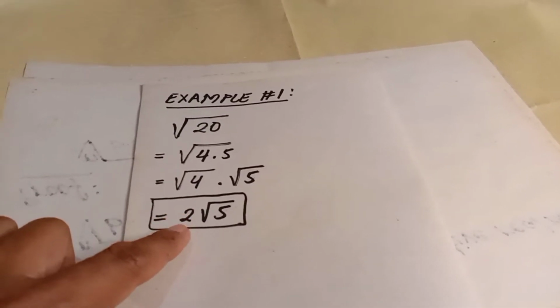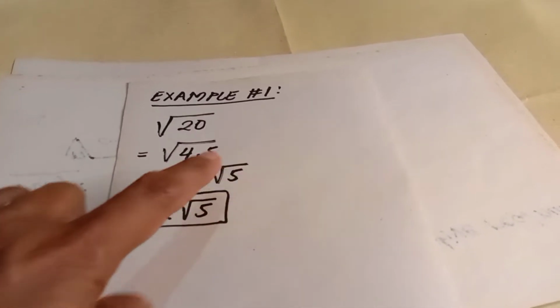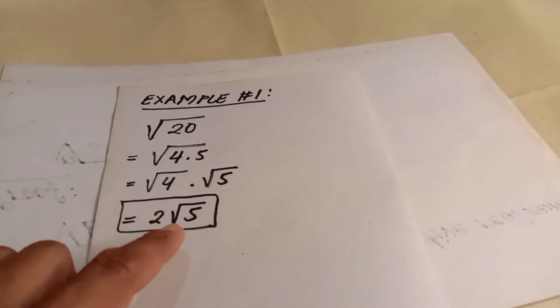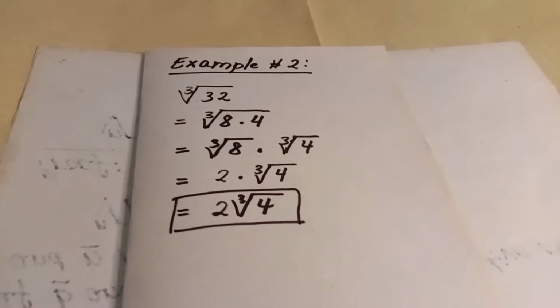Now, to simplify further, square root of 4 is equal to 2 times, just copy the other part guys, square root of 5. So, the answer is 2 times the square root of 5. Okay? Okay, next guys, example number 2.